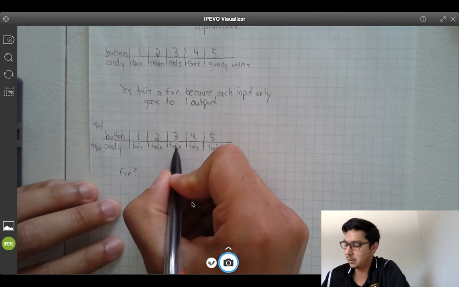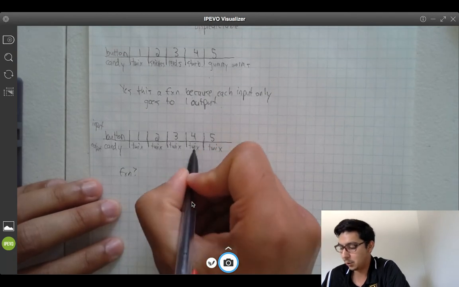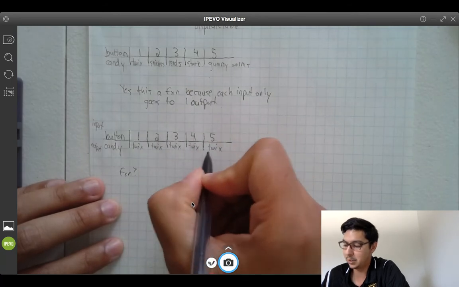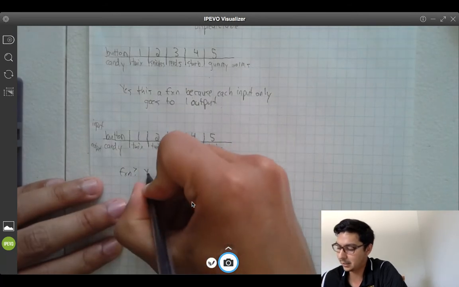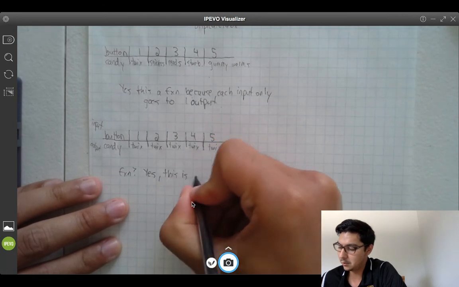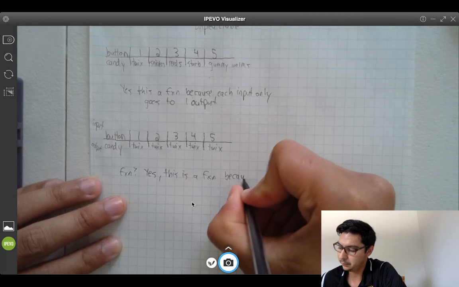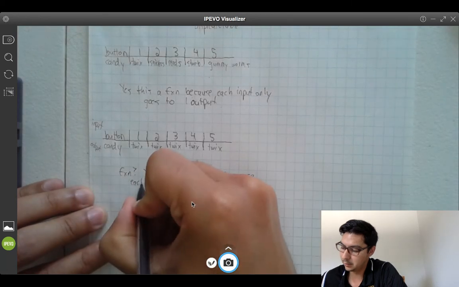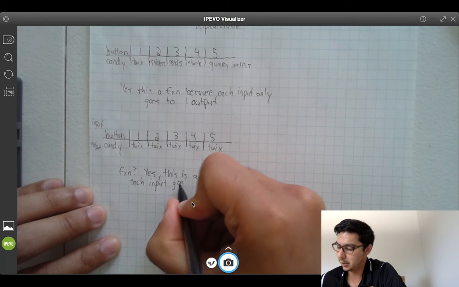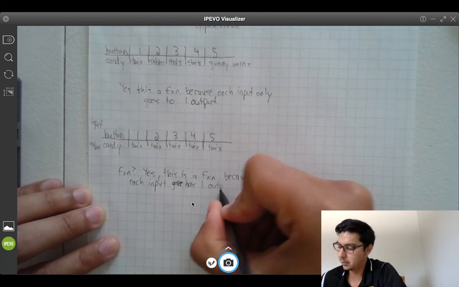3 gives me Twix. Do I ever hit 3 again? No, so that's fine. 4 gives me Twix, which is fine because there's no other input of 4. And 5 gives me Twix, so that's good too. So in fact, the answer here is yes. This is a function because each input has one output.